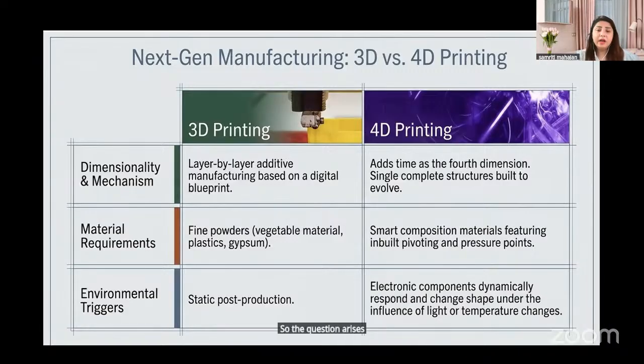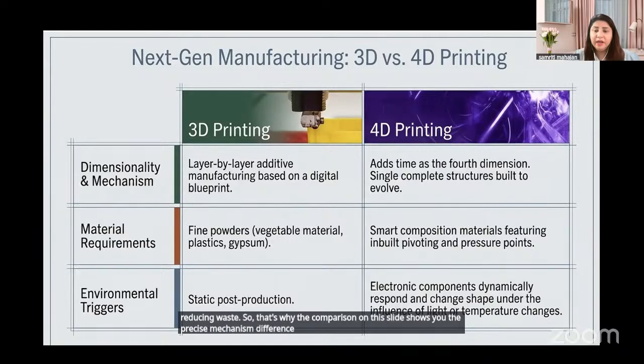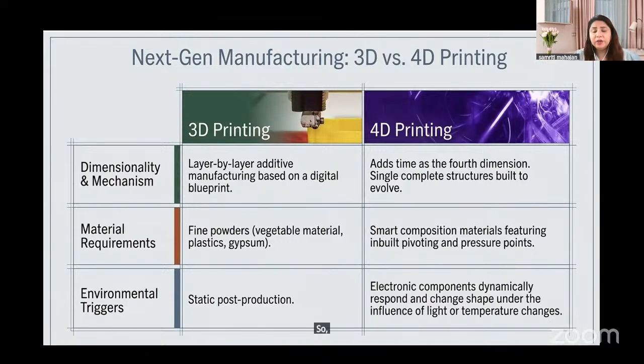So the question arises, what does this mean practically? Imagine packaging that self-seals when it detects a breach, or a food structure that releases some nutrients proactively based on your body temperature, or livestock feed pellets that expand only in the stomach, reducing waste. So the comparison on this slide shows you the precise mechanism difference: it is not just about what you print, it is about what happens to the print after it is made.